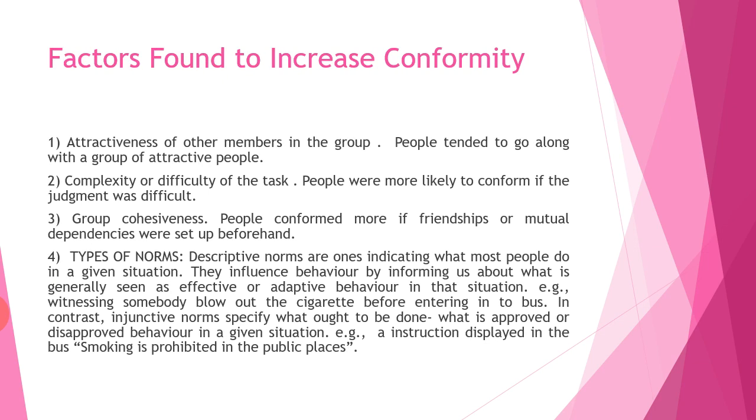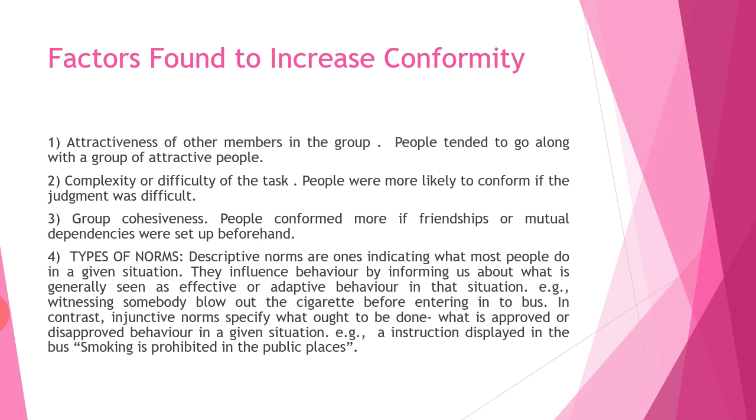Now come the various factors found to increase conformity. The first one is the attractiveness of other members in the group. People tend to go along with a group of attractive people. Next comes the complexity or difficulty of the task. People will conform if the judgment is difficult for them. Next is group cohesiveness. Here people conform more if friendships or mutual dependencies were set up beforehand.